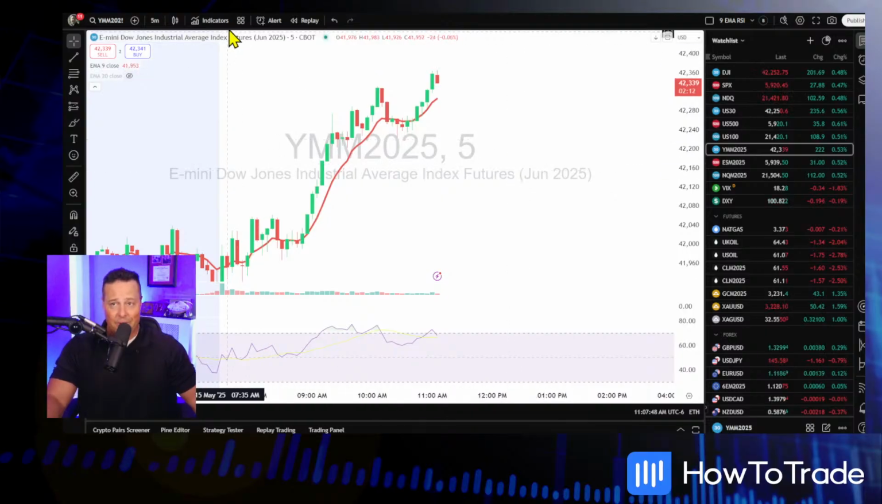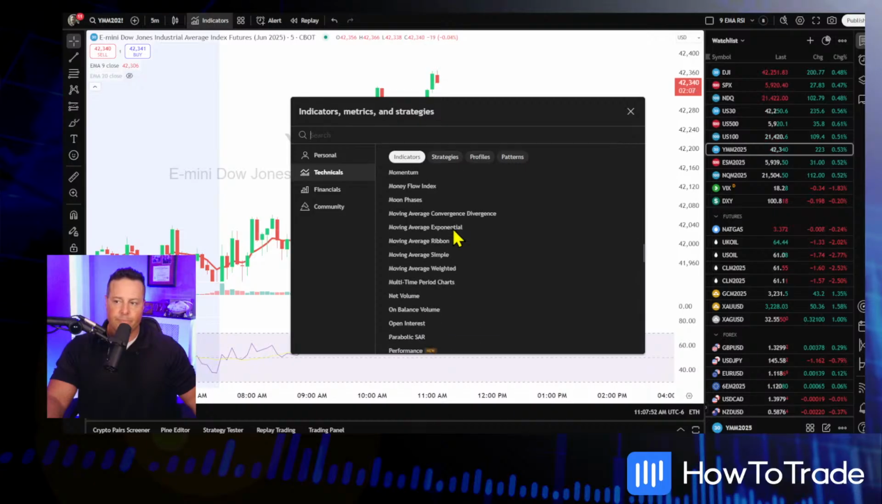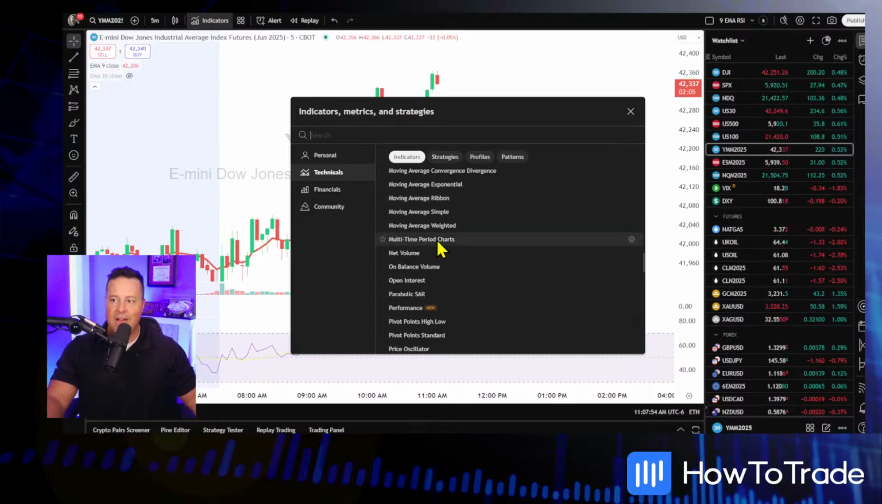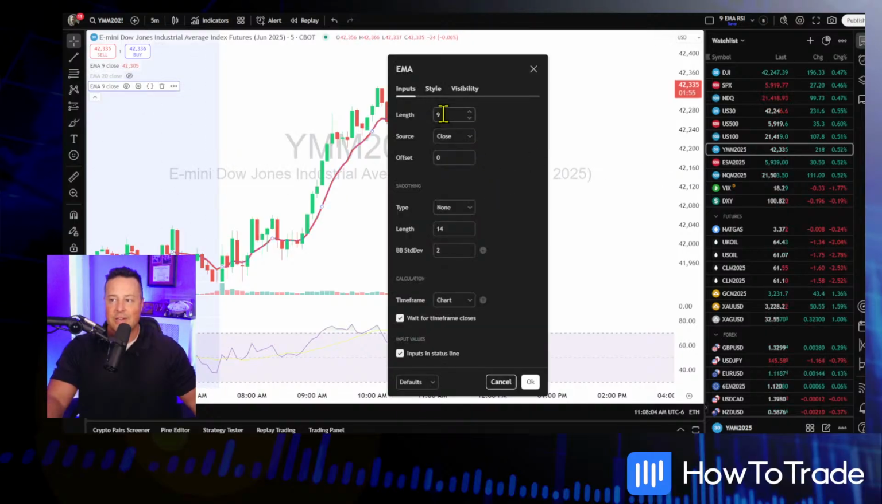Number one thing you're going to do on TradingView is you're going to click on indicators. You're going to go down to moving averages. Click exponential. It's going to add one to your chart. Okay, what are you going to do here then? You're going to go to settings, and you're going to determine your length, which is going to be 9. We're going to base it on the close of the price bar.